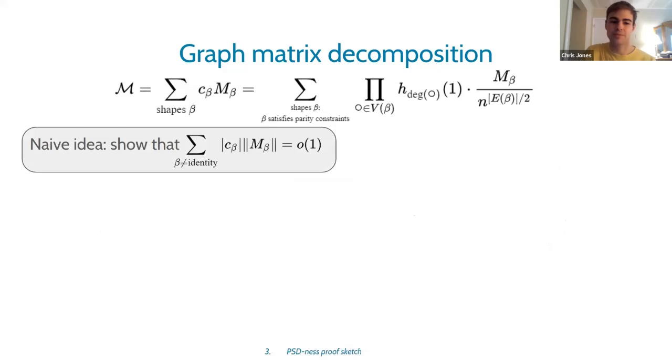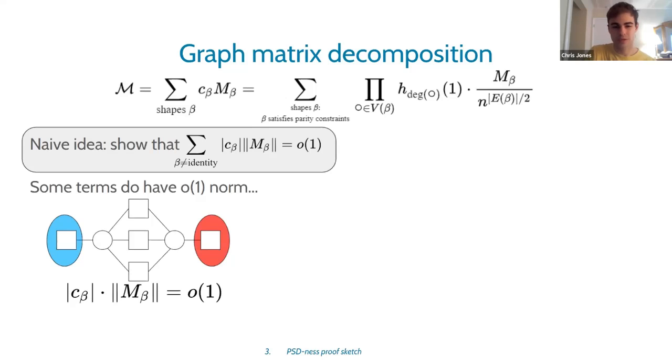Okay, so we have this decomposition. How might we use it to prove that M is PSD? Here's a naive first idea. Some of the shapes contribute an identity matrix along the diagonal of M. We might show that all the remaining shapes have little o of 1 total norm. That would actually show that the matrix has all eigenvalues within 1 plus or minus little o of 1, so it's clearly PSD.